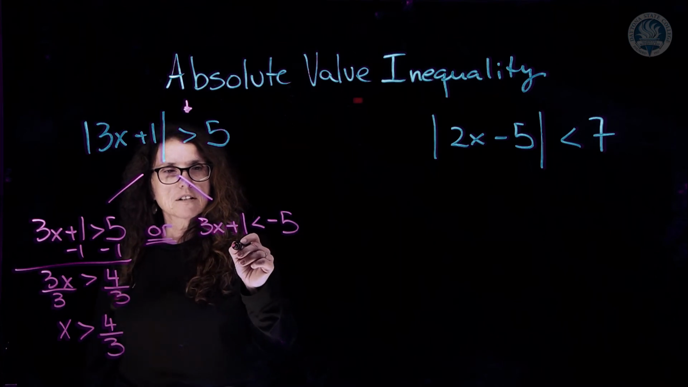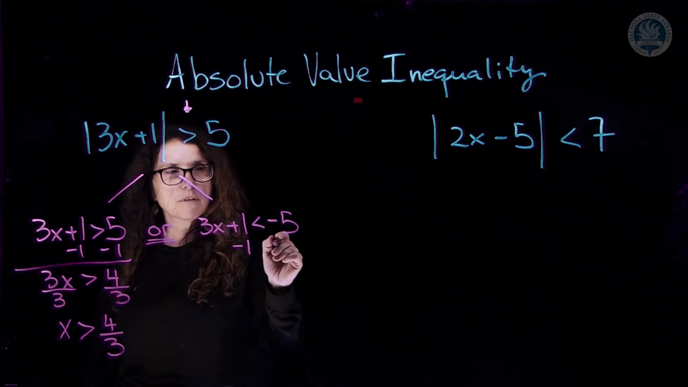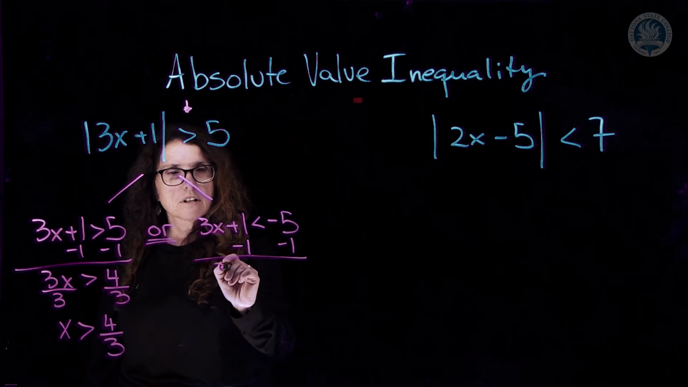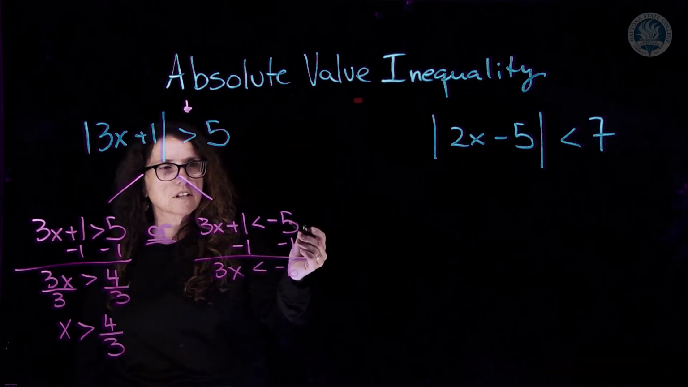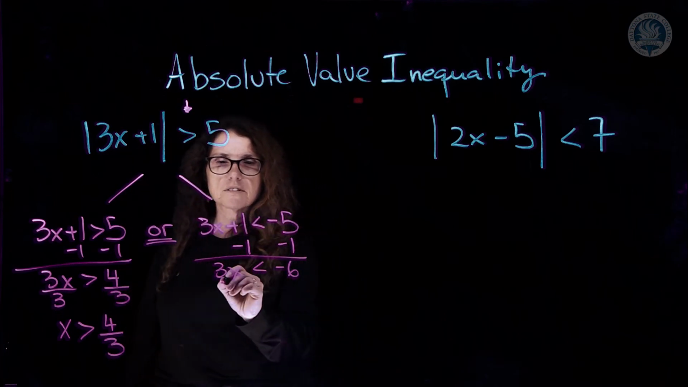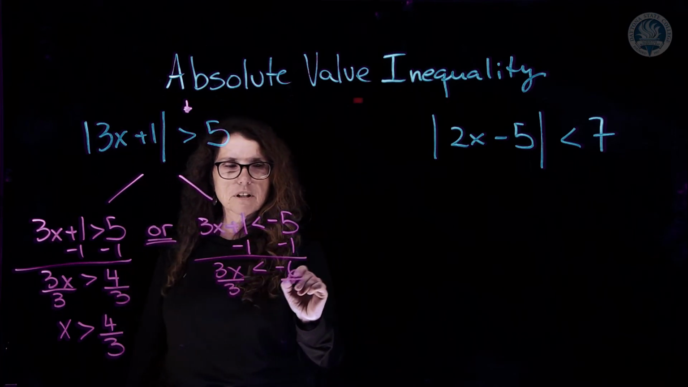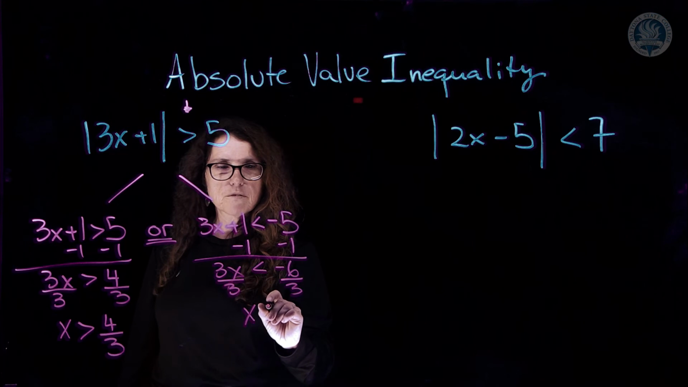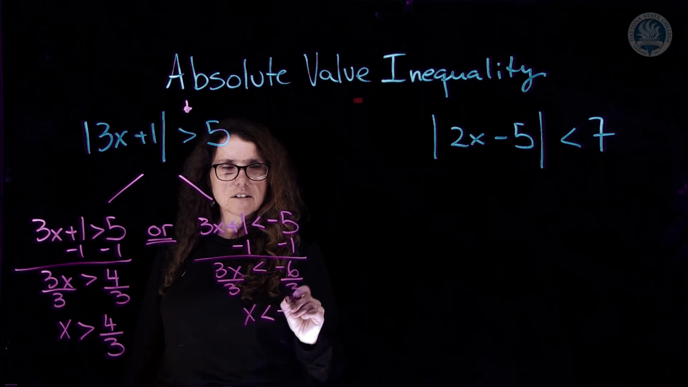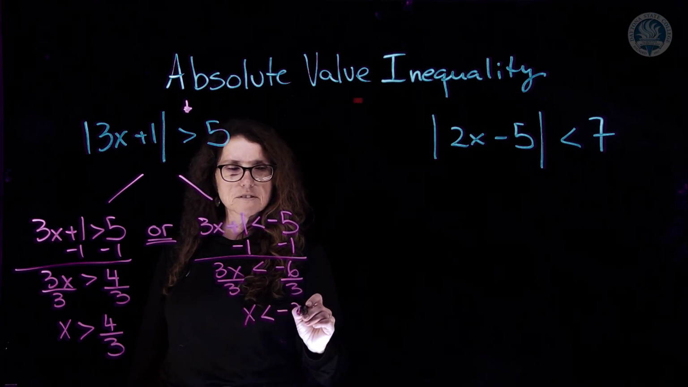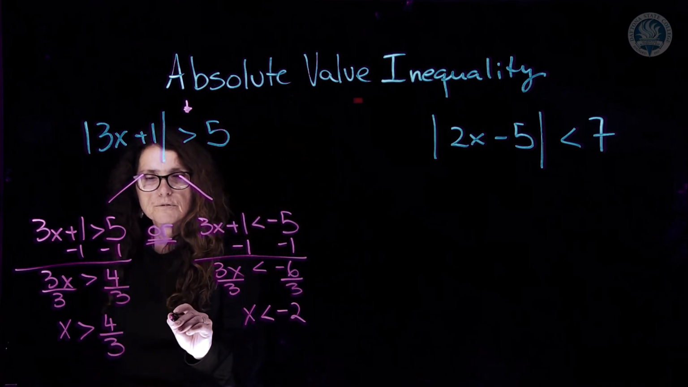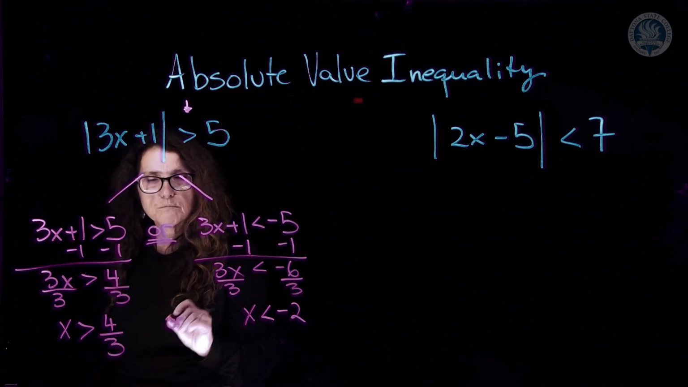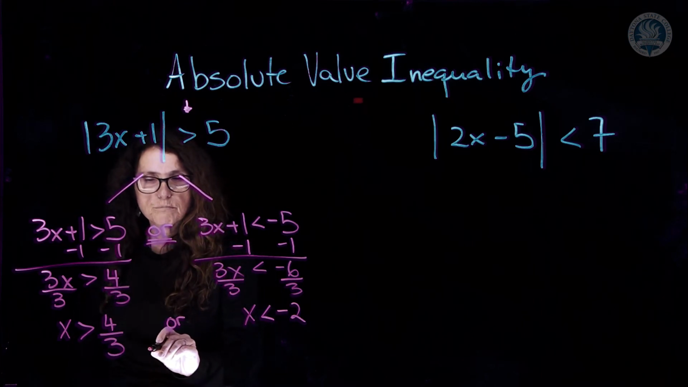Let's solve the other inequality, minus 1. 3x is less than negative 6. Negative 5 minus 1 is negative 6. Divide by 3, which leaves me with x less than negative 6 divided by 3 is negative 2. So these are my two inequalities, and in between I have an or statement.